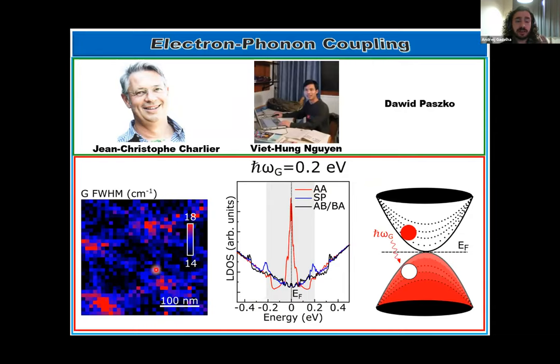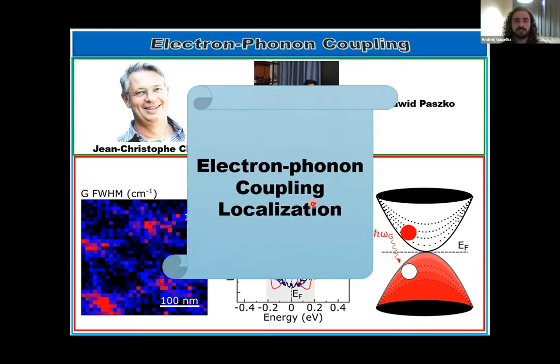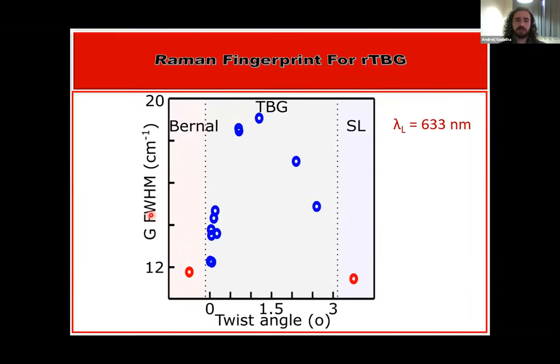And as we have a spatial modulation of the electron-phonon coupling, we observe the electron-phonon coupling localization through the nano-Raman. We are also interested in a Raman fingerprint for the reconstruction process, which can be done in terms of the G width as a function of the twist angle in blue, and we plot in red the bulk and single layer for reference.